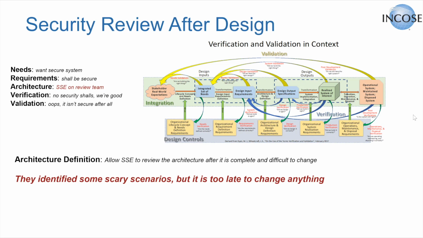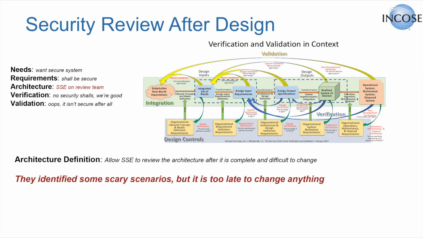Another is we'll ask security to review it after the design is complete. We don't want to bother them until we're done. All right, so we still have nebulous requirements, if any. They throw a security expert on the review team to look at the architecture. And the reason I mention architecture is because architecture is that transition from the design input requirements to the design output specifications in our requirements working group graphic, but also it's our best opportunity to influence the system security and system resiliency.